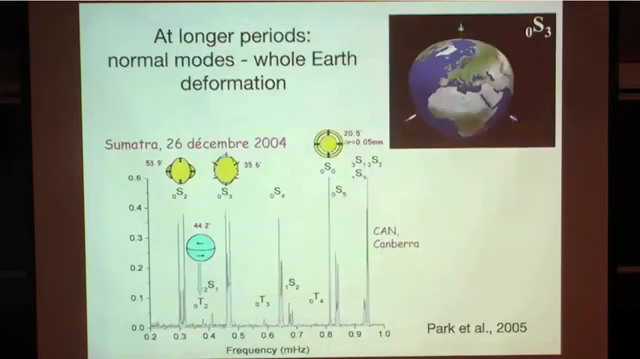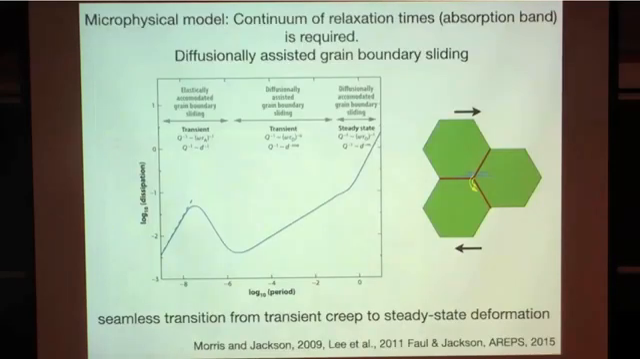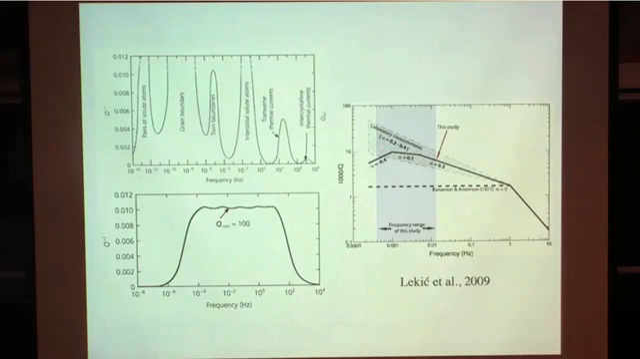So if we look then at normal modes, right? So there is grain boundary in here. This is what Miyake showed yesterday. Instead of all these different discrete absorption mechanisms, we have one absorption mechanism. That's this diffusionally assisted grain boundary sliding, and the fact that it's distributed over such a broad time scale is due to the fact that the longer you apply the stress, the further you can diffuse. So that naturally gives you a broad distribution of time scales, and you can construct an absorption band from it.